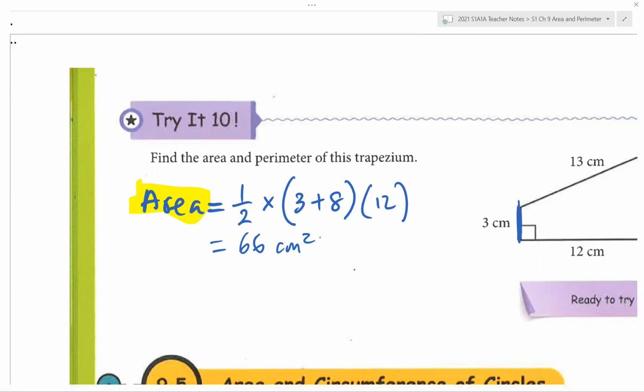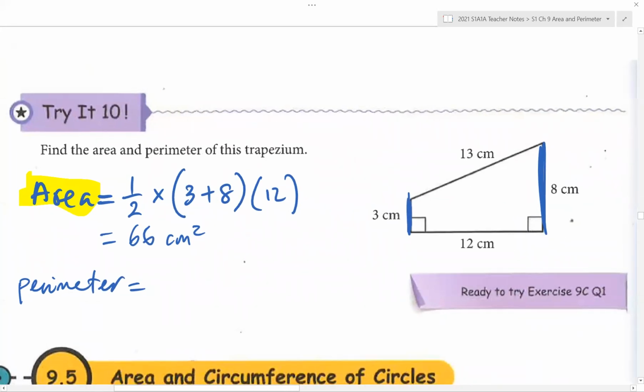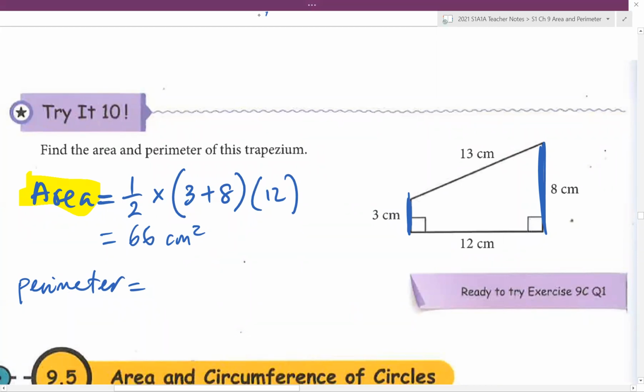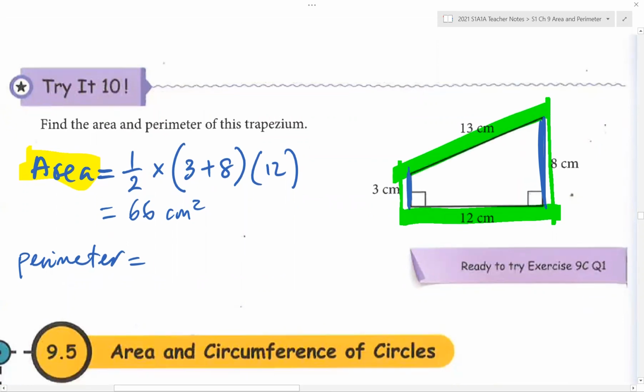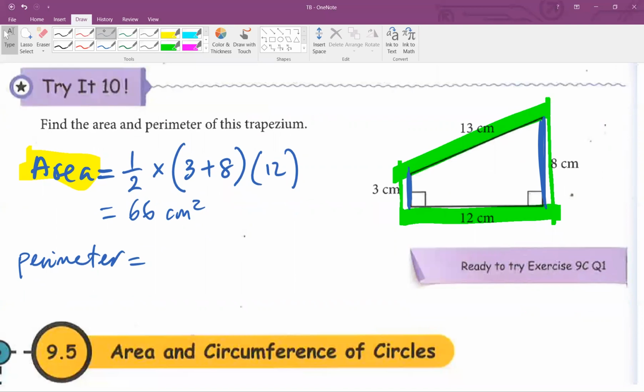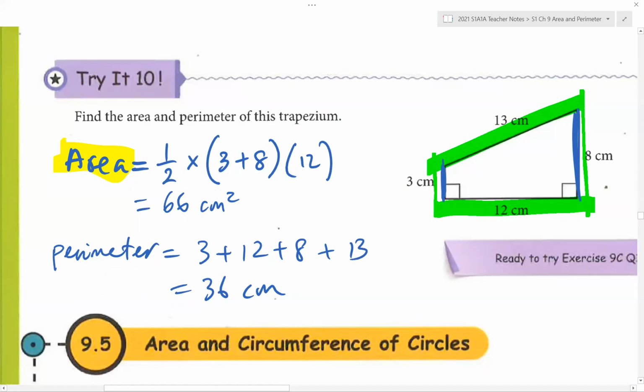And now the next part, find the perimeter. Perimeter will be the distance around it. So the outline, go ahead and outline it. Highlight it if it helps you. What do we have to add? We need to add 13, 12, 8, 3, 12, 8, and 13. Add them all up to get a perimeter. 3, 12, 8, 13: 36 centimeters. Any questions?